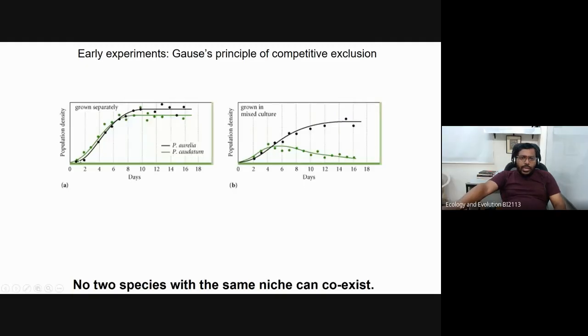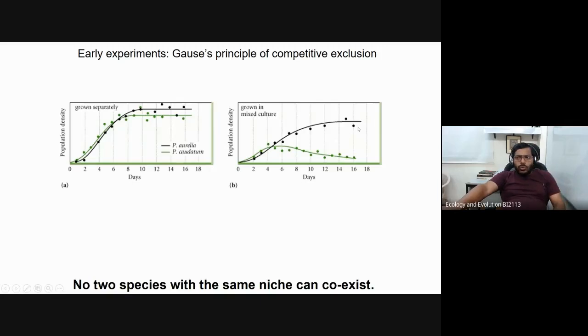When he grew them separately, he found that both gave a very nice S-shaped curve, the kind you expect out of the continuous logistic model. So you can easily estimate an r and a K from these. However, when he grew them in mixed cultures, one of those species, in this case Paramecium caudatum, always went to extinction after some time, and the other species, Paramecium aurelia, was always the one left.